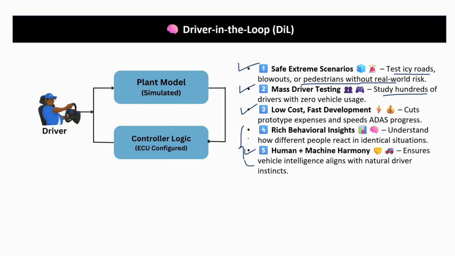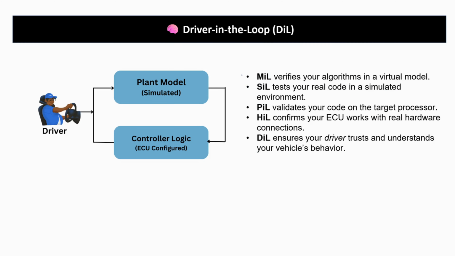So, to recap, MIL verifies your algorithms in a virtual model, SIL tests your real code in a simulated environment, PIL validates your code on the target processor, HIL confirms your ECU works with the real hardware connections, DIL ensures your driver trusts and understands your vehicle's behavior. It's the stage where engineering meets psychology, where zeros and ones translate into confidence and comfort behind the wheel.